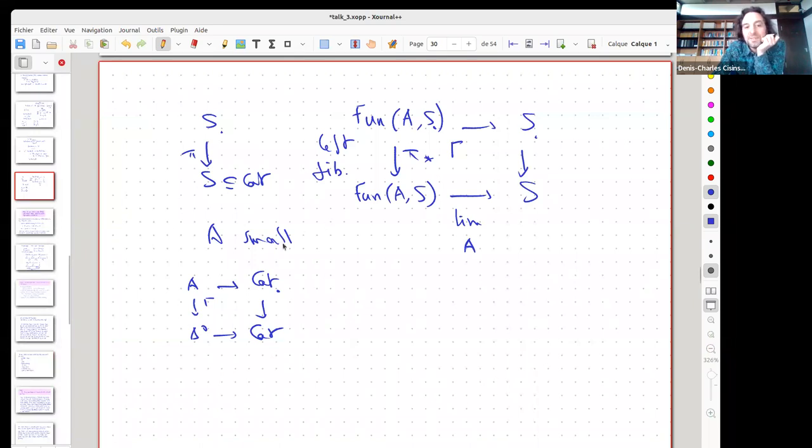And again, the fact that if A is small, the fibers of pi level star are small, can be deduced from directed univalence, because it essentially says that this category of functors from A to S has small mapping spaces. And this you can check using directed univalence, because you can control that very much.